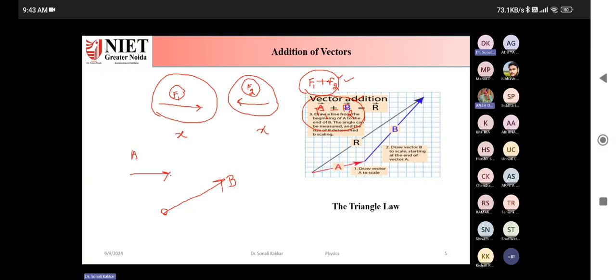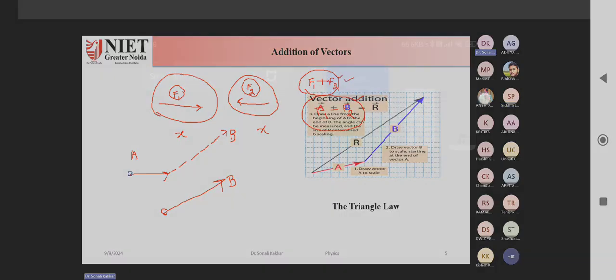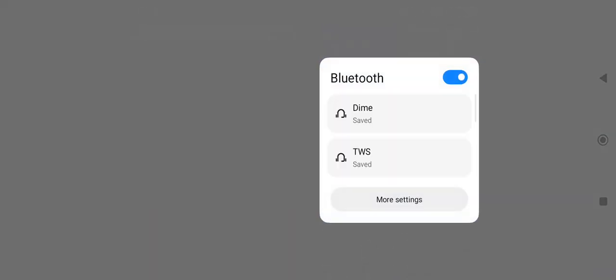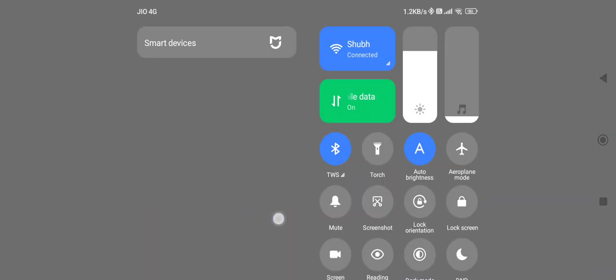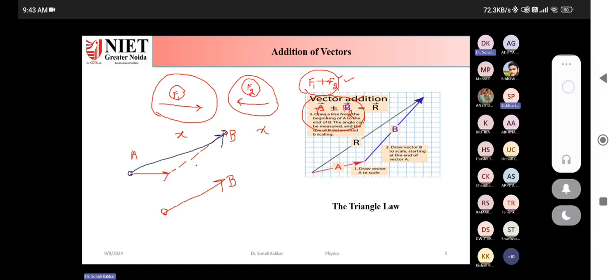So I can do this. I am placing vector B with its tail on the head of vector A. So what will be the addition of these two? It will be from the tail of A to the head of B. This is the resultant of these two vectors.